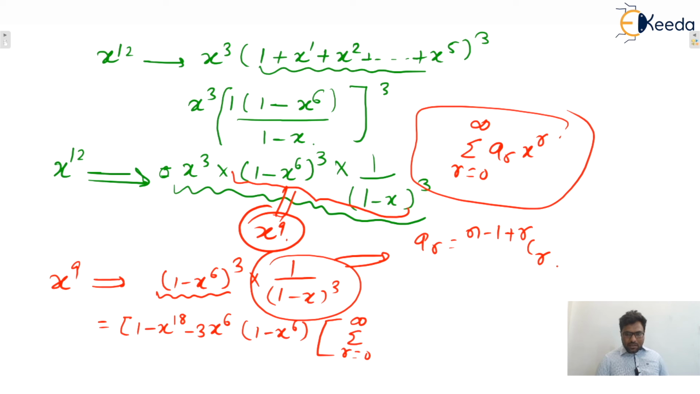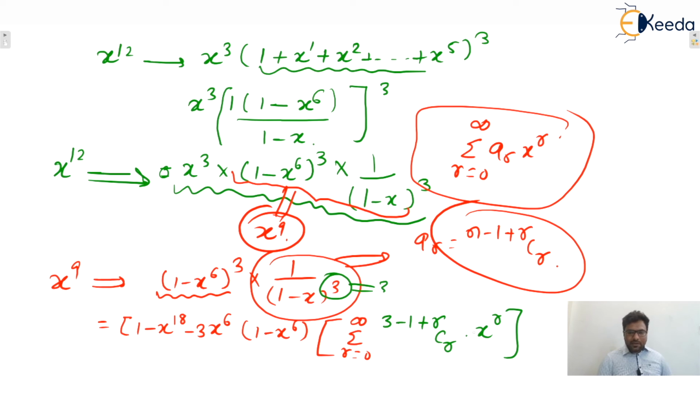What is AR? AR is n minus 1 plus r C r. And remember guys, here n value is 3. So this becomes 3 minus 1 plus r C r into x power r. Yes, we can write it like that or not? Because this is the generating function. Yes or no? Now we need to find out the coefficient of x power 9. So remember guys, these two expressions are going to be multiplied. Yes or no?